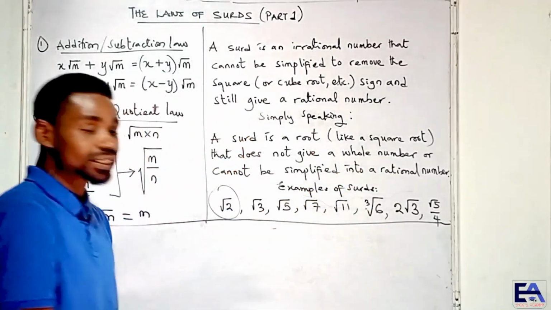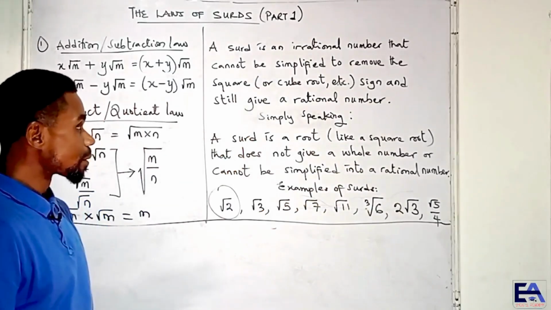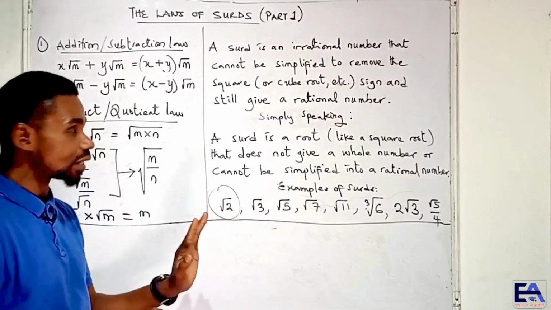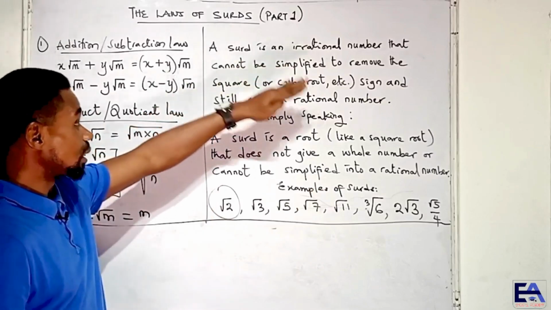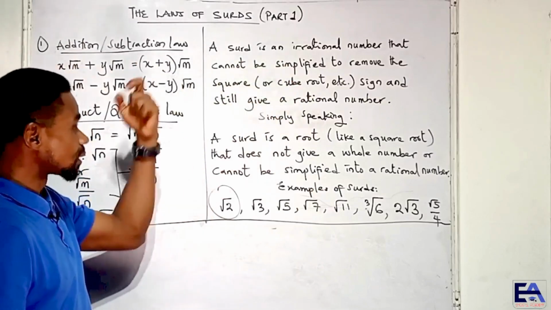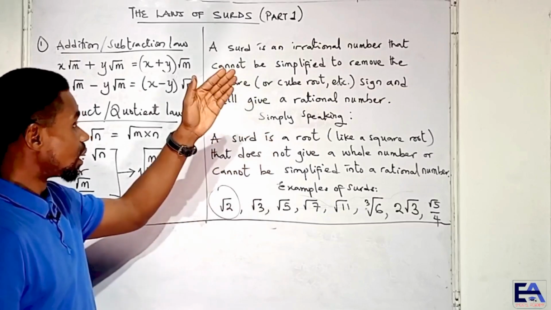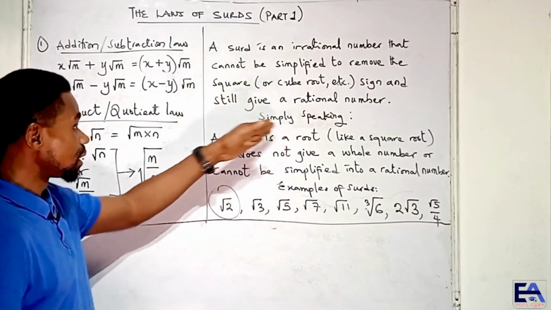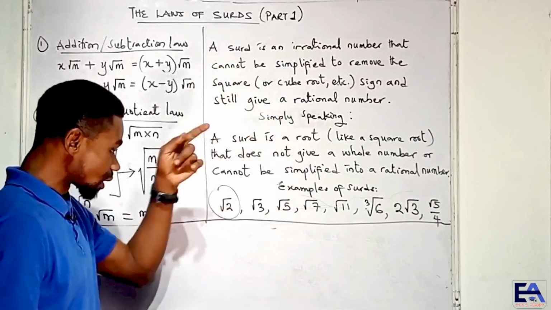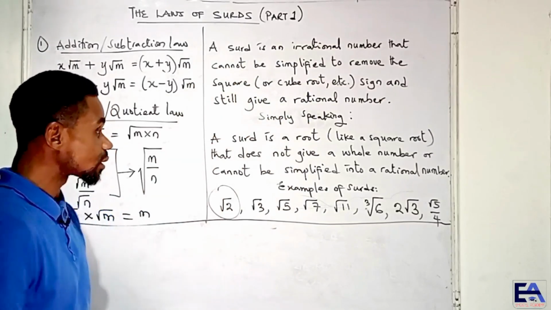It's just like that. You can only leave it this way. So we said a surd is an irrational number that cannot be simplified to remove the square or the cube root, or whatever root it is, that sign, and still give a rational number. You cannot remove it and still get a rational number. You can't.